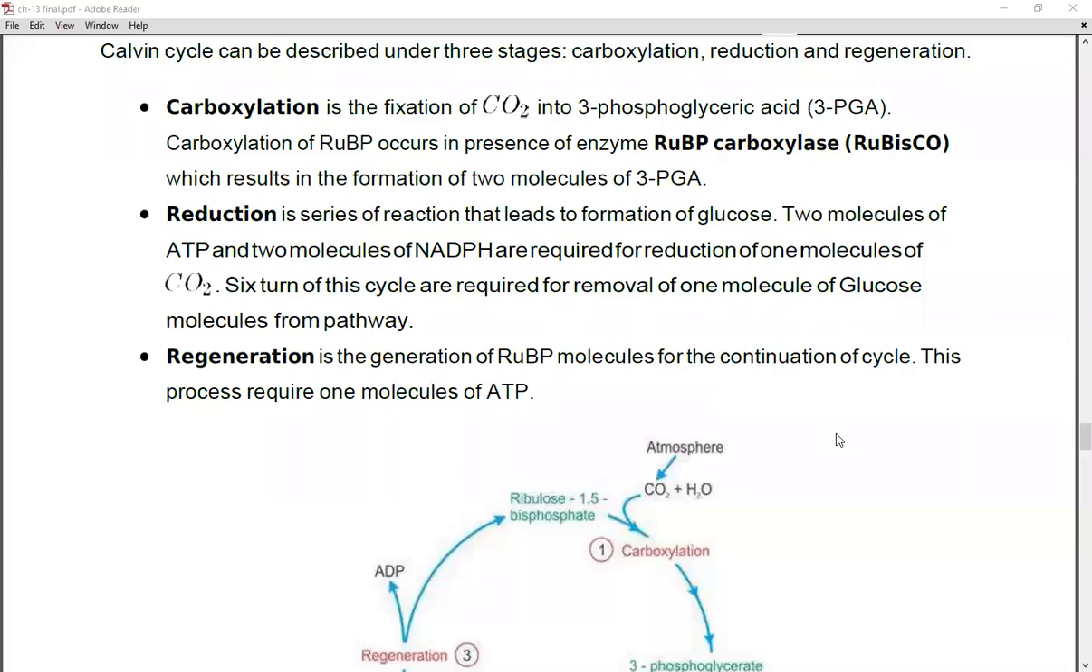For this reason, there should be fixation of 6 CO2 molecules. So in turn, if for one CO2 molecule it needs 2 ATP and 2 NADPH, then for 6 turns of the cycle, right? Once the sixth turn, if the CO2 is being fixed at that time, one molecule of glucose is formed, right?